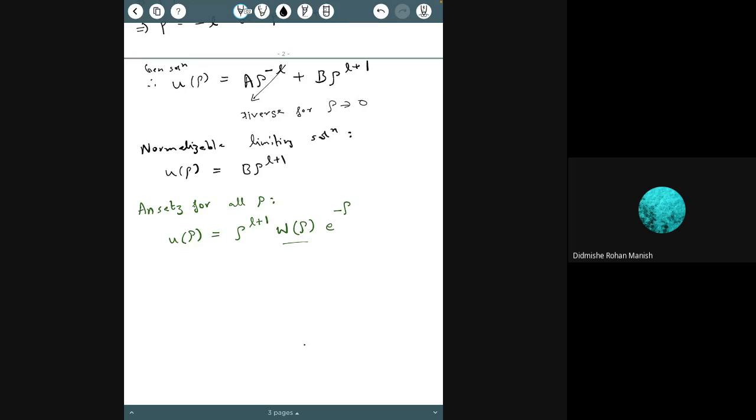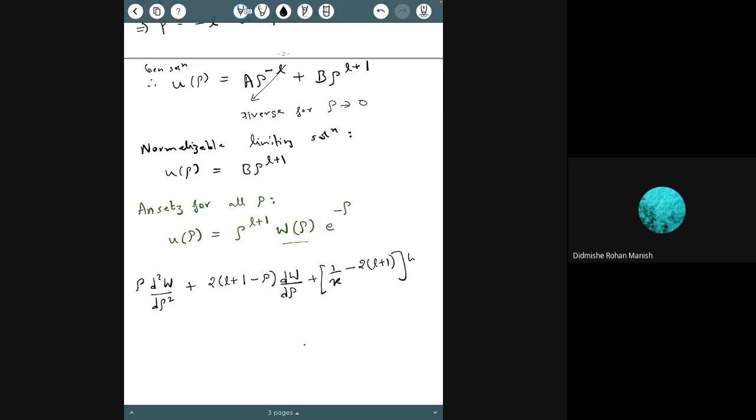Okay, so this is the thing. So I have my ansatz now. And now when I put it back into the differential equation, what I get is rho d squared W d rho square plus 2 L plus 1 minus rho dW d rho. So I'm not showing you all the steps here, but this is just a substitution. You should be able to.